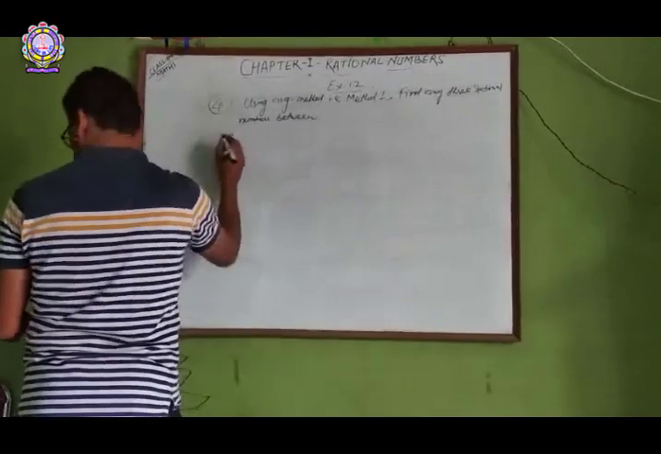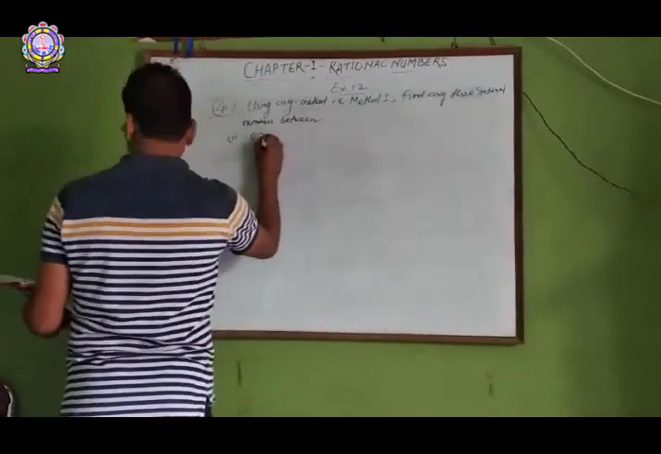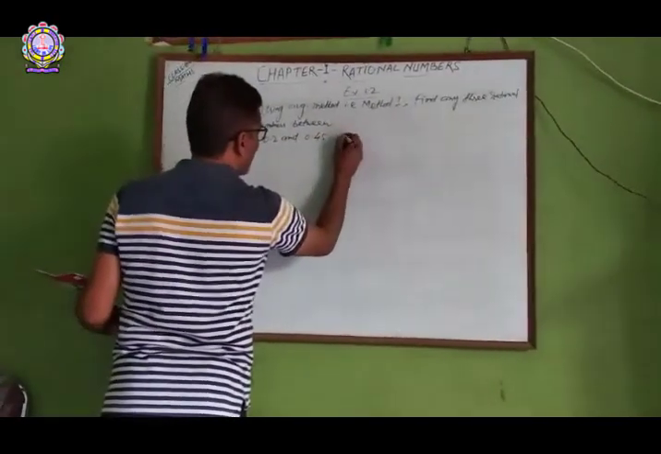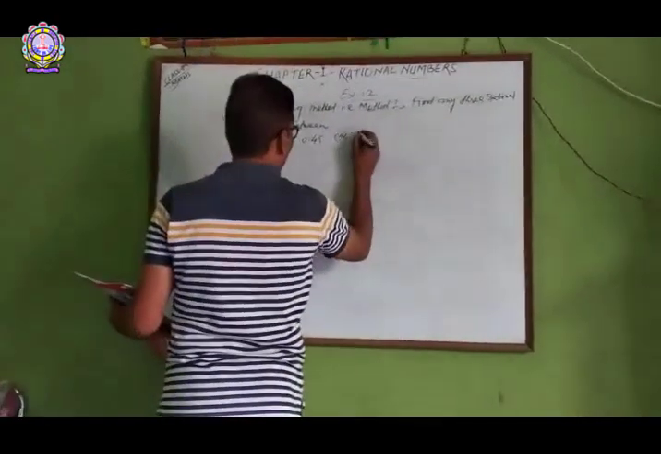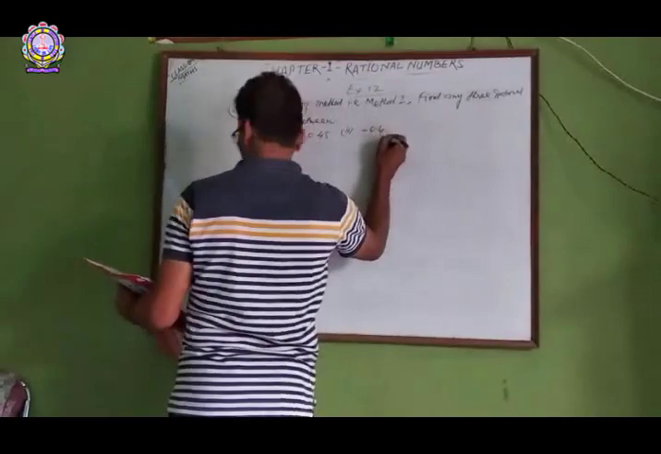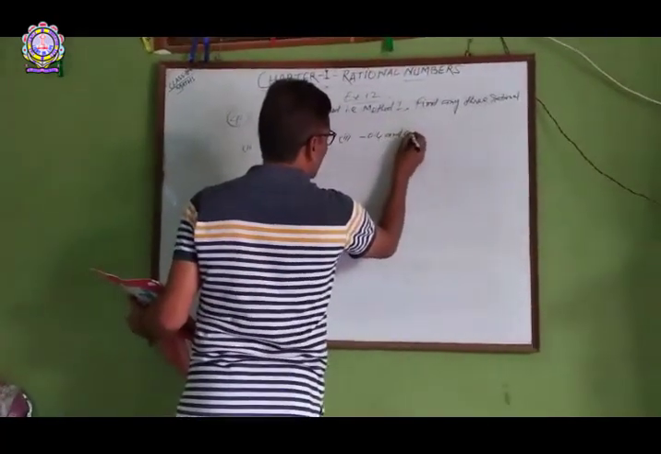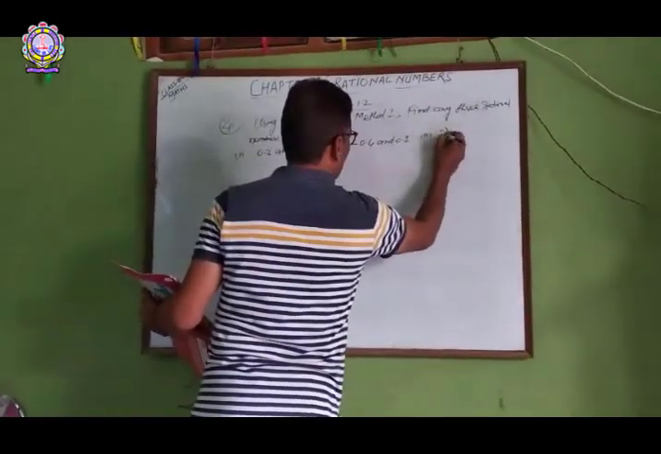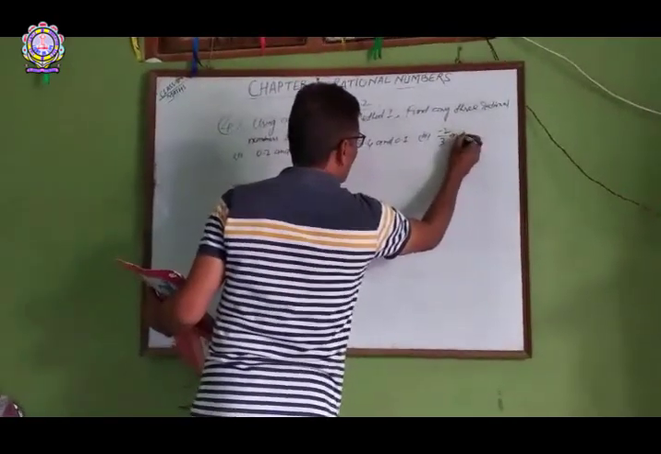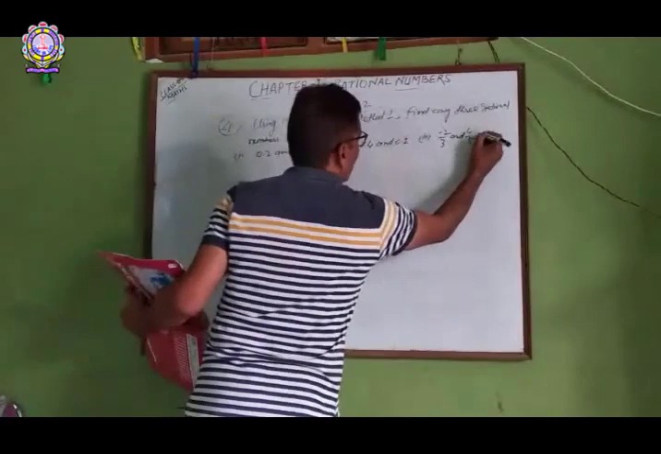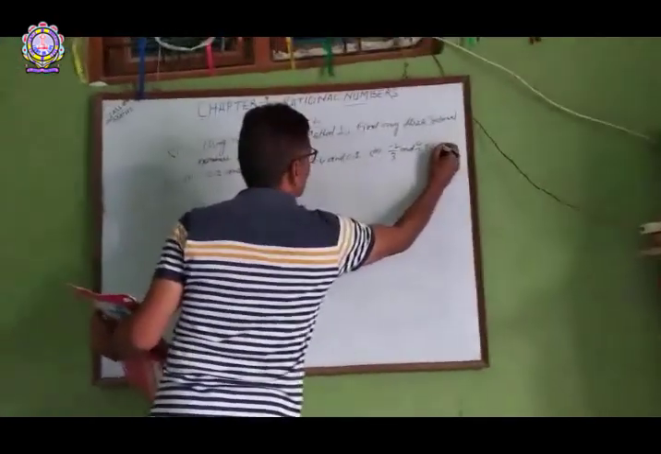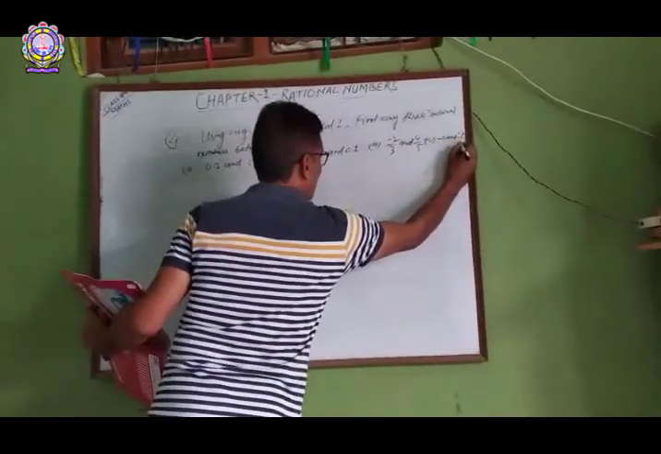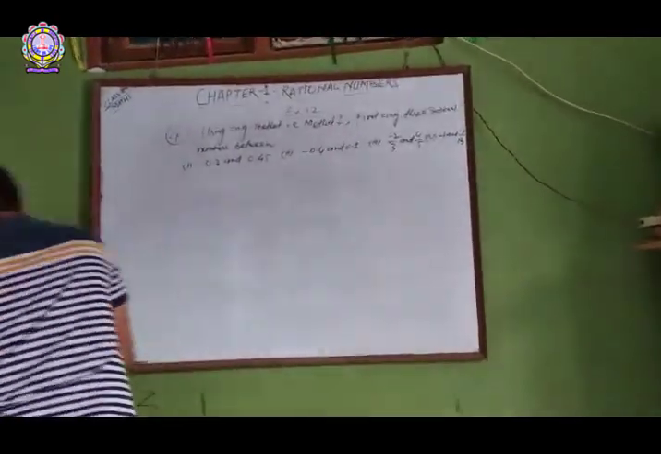between part 1, 0.2 and 0.45; part second, minus 0.4 and 0.1; part third, minus 2 upon 3 and 4 upon 5; and part fourth, minus 1 and minus 7 upon 13. Okay, now we will solve one by one.